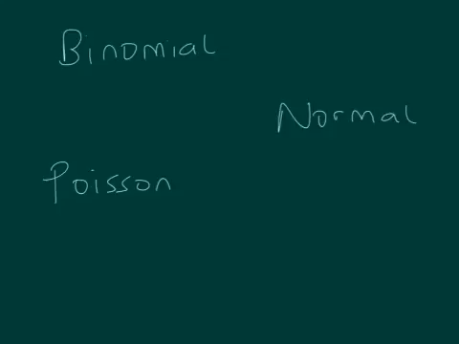Now, we've already looked at taking a binomial distribution and approximating it by a normal distribution. We've also looked at taking a binomial distribution and approximating it by a Poisson distribution. And this video is about taking a Poisson distribution and approximating that by a normal distribution.